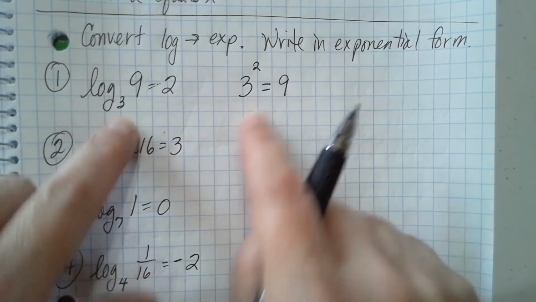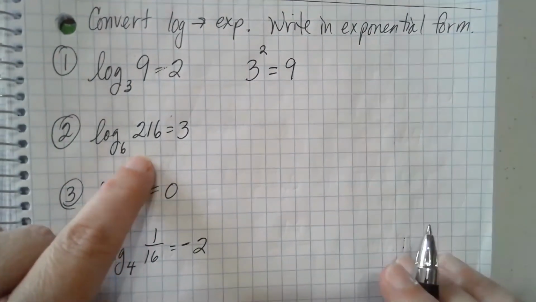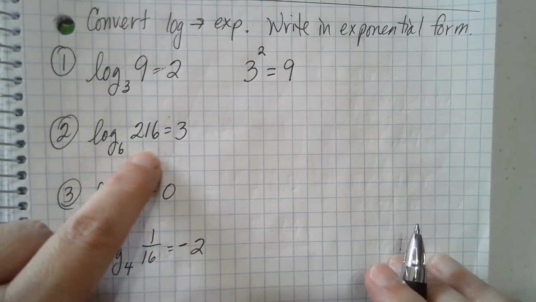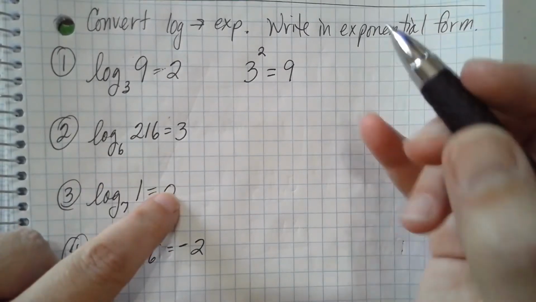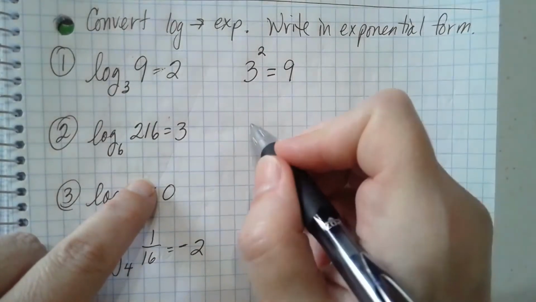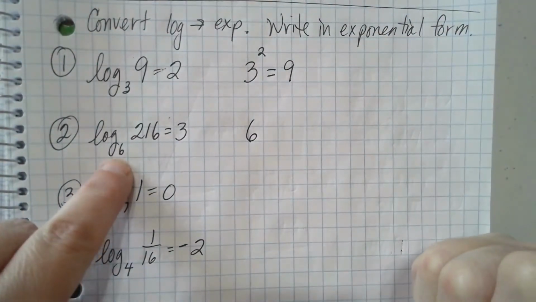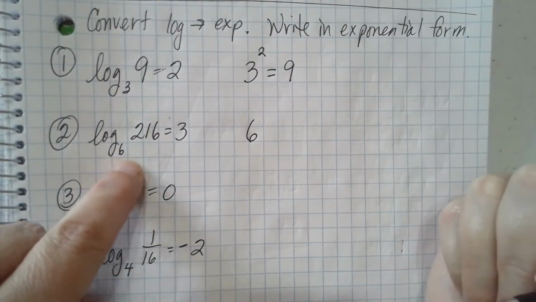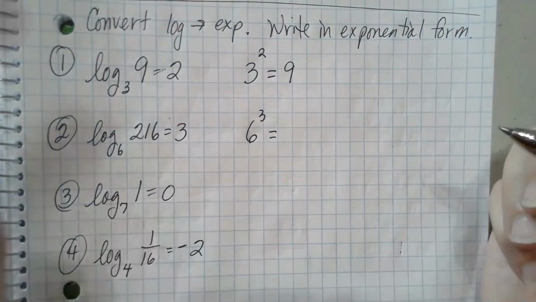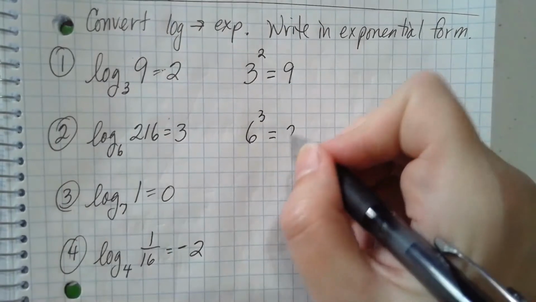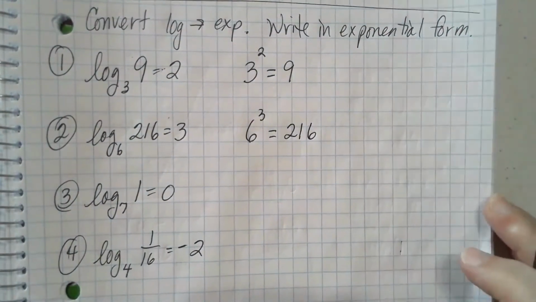All right? Okay, so try the next one, do the same thing. Log base 6 of 216 equals 3. So what number do we start with? The 6 is our base, and we're going to raise it to what power? The third power. So 6 to the third power means 6 times 6 times 6, which gives us 216.